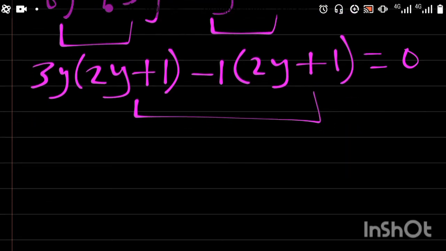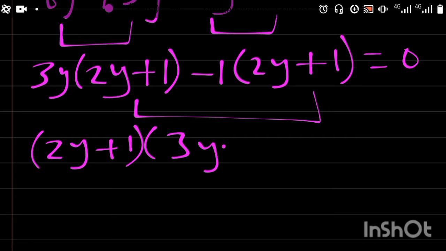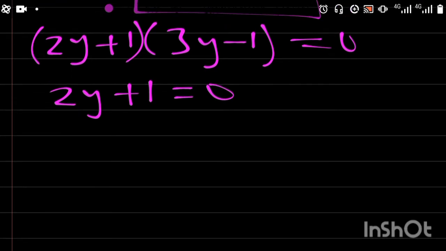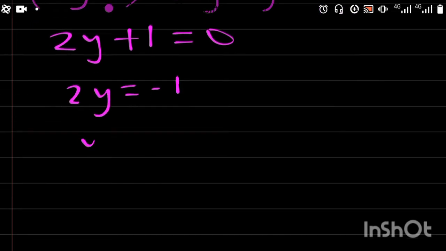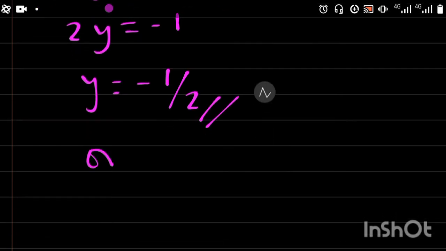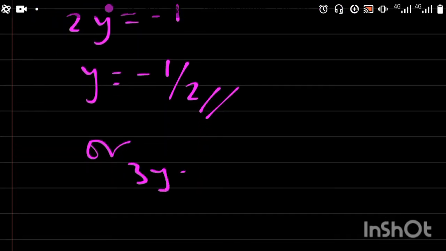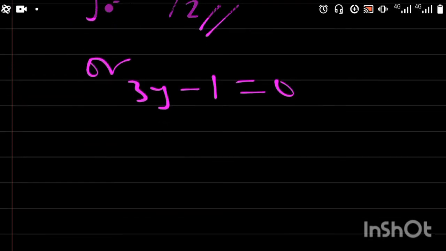Then let's factorize further. We are going to have 2y plus 1 into 3y minus 1 is equal to 0. 2y plus 1 is equal to 0. When we have product of two things equal to 0, one of them is equal to 0. Therefore, I'm going to have 2y is equal to minus 1. Therefore, my y is equal to minus 1 over 2. Or 3y minus 1 is equal to 0. Therefore, 3y is equal to 1, and my y is equal to 1 over 3.